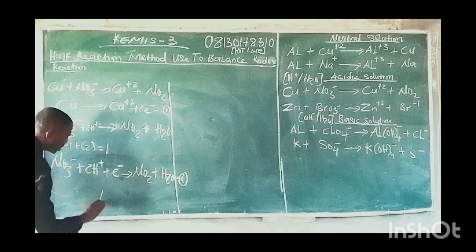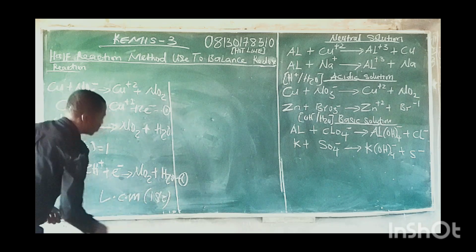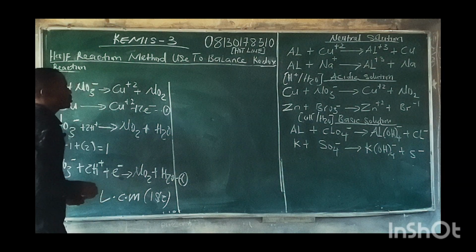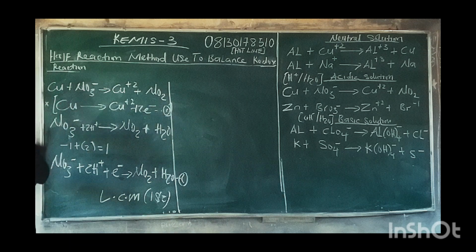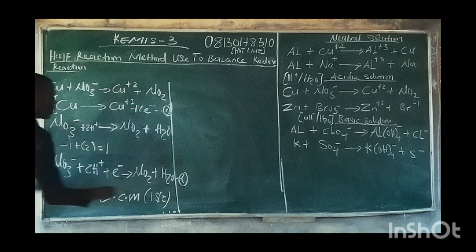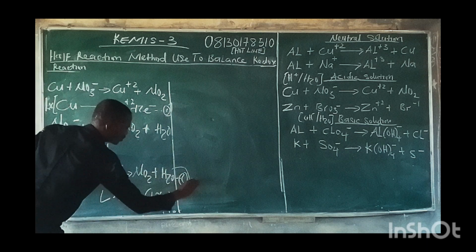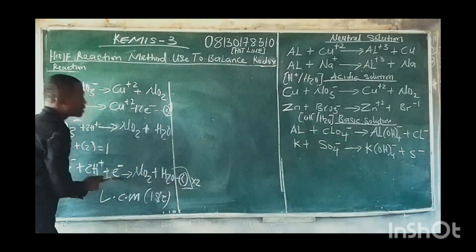To equalize the equation, I find the LCM between equation 1 and equation 2. What's the LCM between 1 and 2? It's just multiply equation 1 by 2. Let's do that. Sorry, not 2, by 1. Let's multiply equation 1 by 1 and multiply equation 2 by 2. You know what I'm doing? I'm finding the LCM between 2 and 1.